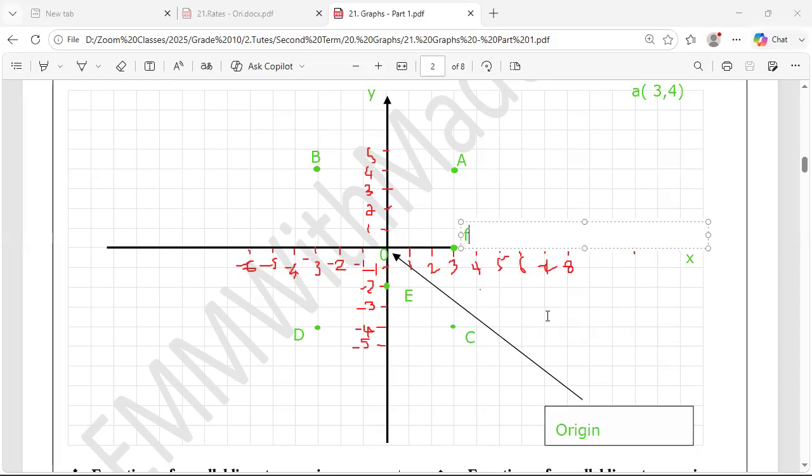So I hope you have done this. So this is the perfect Cartesian plane. Don't forget to label the x-axis and y-axis.